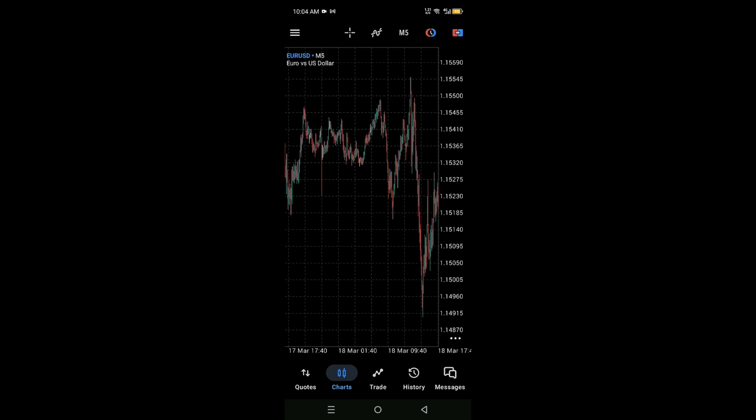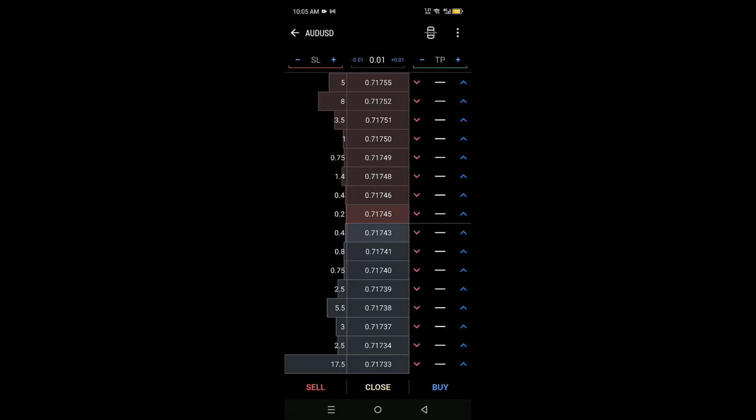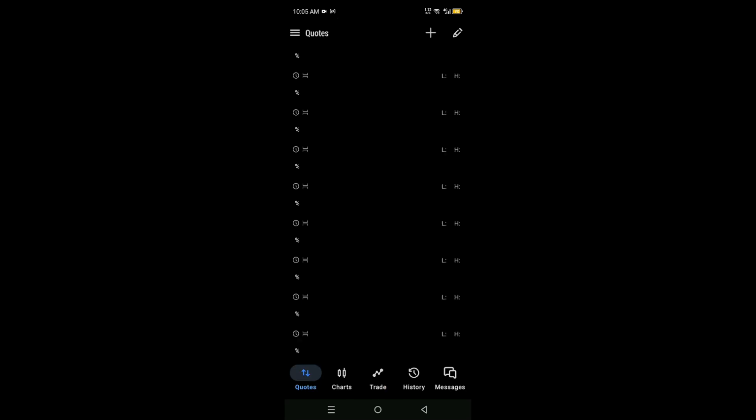It's also a good idea to review the trading specifications for each asset before placing an order, so you know exactly how much is needed.